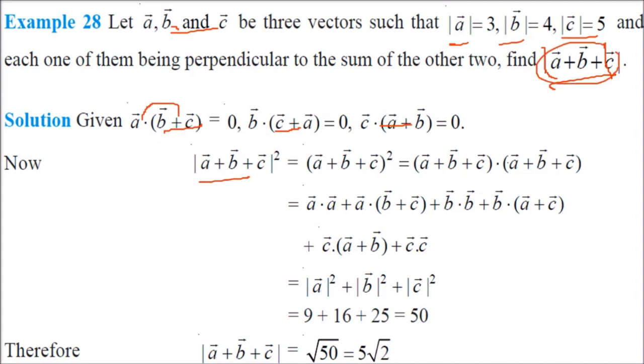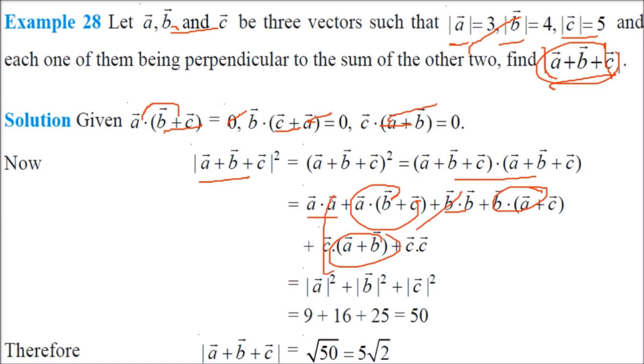Because we have to find the magnitude of A plus B plus C, we take the addition and then square it. Squaring means we are taking the dot product, and we multiply properly: A dot (A plus B plus C), B dot (A plus B plus C), and C dot (A plus B plus C), taking care of the dot product. But the question says that these three are 0, as I told you, so only A square, B square, C square remain. Since we know the magnitudes of the vectors, just square them and add them.